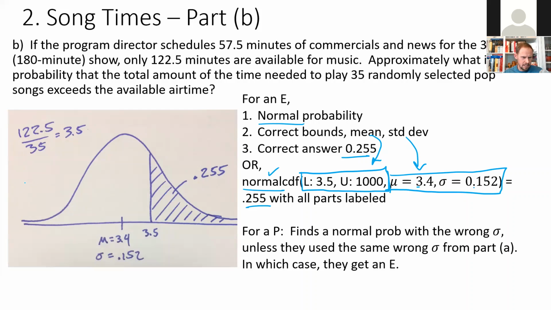In fact, this is kind of missing that it's normal. So you'd want to have an N(3.4, 0.152) somewhere. I think they said it was okay as long as you said it was normal in part A. Yeah, it was fine. If you messed up one of the things, so it finds normal probability with the wrong standard deviation, unless they use the same wrong standard deviation from part A, then that's a P. If you use the same wrong standard deviation as in part A, you're fine.